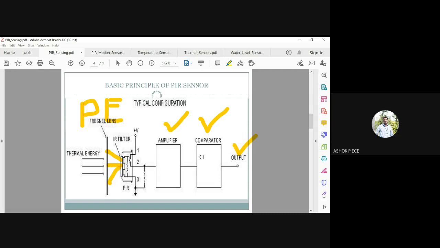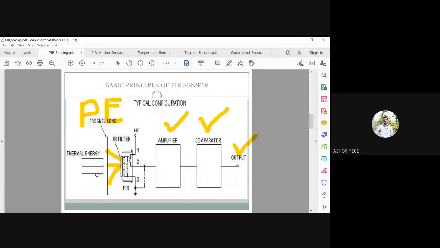Passive infrared means you will not have a transmitter and receiver module as you have in the active infrared sensor. That dual system of transmitter and receiver will not be there. I will be having only one device called the passive infrared sensor, and this sensor is going to sense IR signals and produce an equivalent voltage or current proportional to the incident IR signal. The setup is very clear. Thermal energy means, assume a human being is coming and standing here.